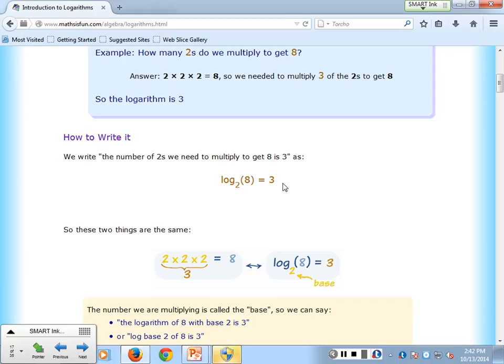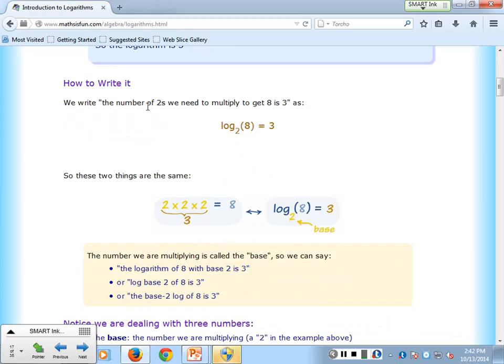Now, I can replace any of these, the 2, the 8, or the 3, with an x. And that's where the fun comes into play. You've got to figure out what x is going to be. All right? And so that's what we're doing. So I wanted to give you a general idea of what a log was.